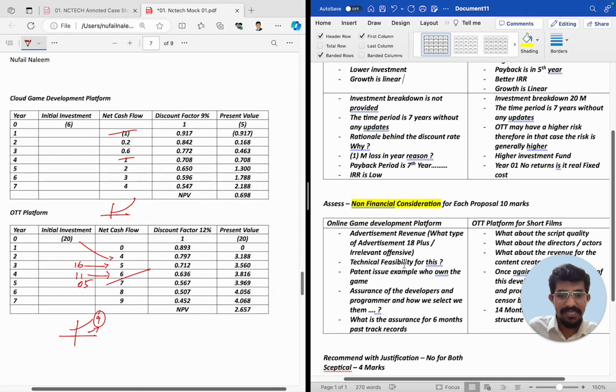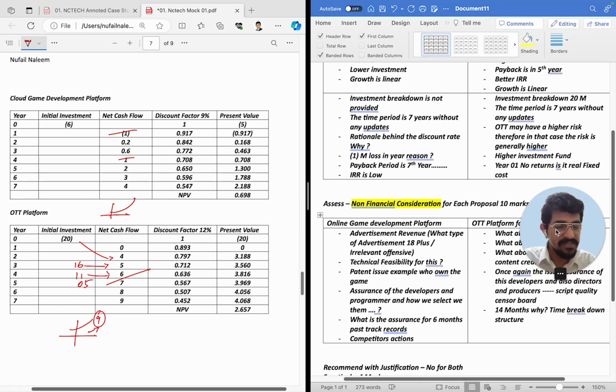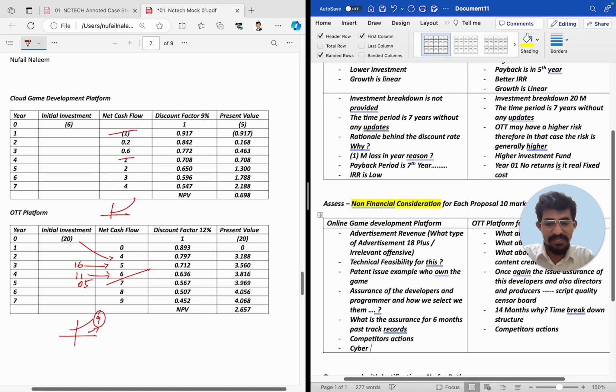Now, students, the next thing in this case is non-financial consideration, competitors' actions. That is one thing, students, you have to keep in mind. So I'll write down that also. Competitors' actions will be one more factor to keep in mind. That is very, very important. And then students, cyber risk, because if you say gaming platform has more cyber risk, if I'm not mistaken. And students, marketing and promotion, because that is very, very important.